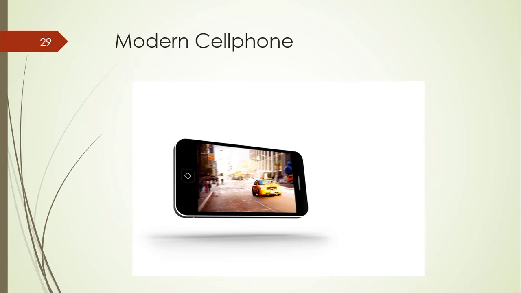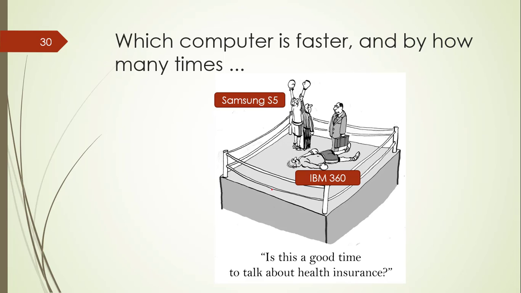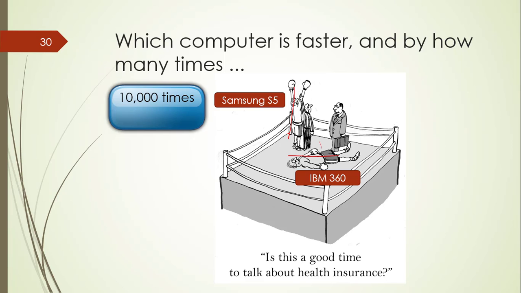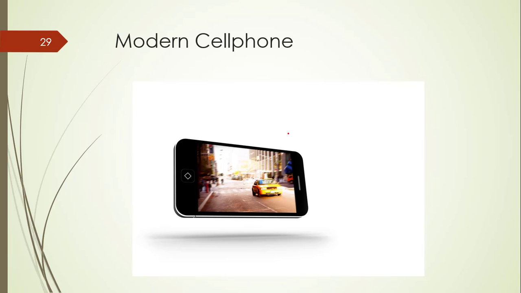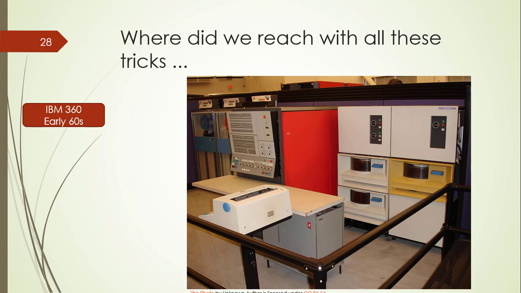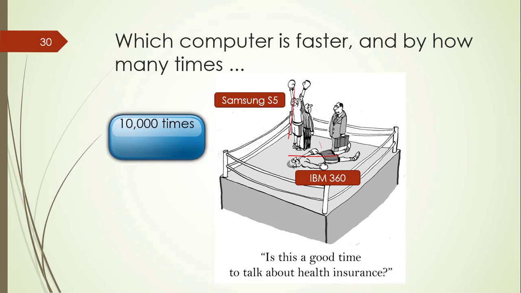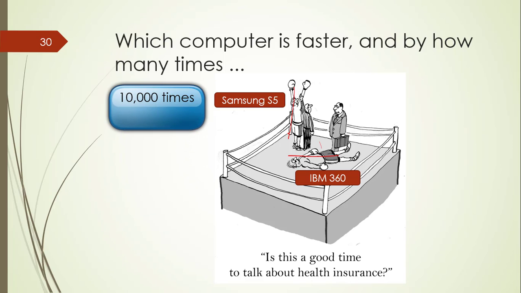This is a modern cell phone. How fast is a modern cell phone as compared to the IBM 360? Well, the IBM 360 falls down flat and the Samsung S5 stands tall. The reason is that it is roughly 10,000 times faster. So believe it or not, this small cell phone, as opposed to this massive computer, is 10,000 times faster, only because of advances in transistor technology and computer architecture technology.